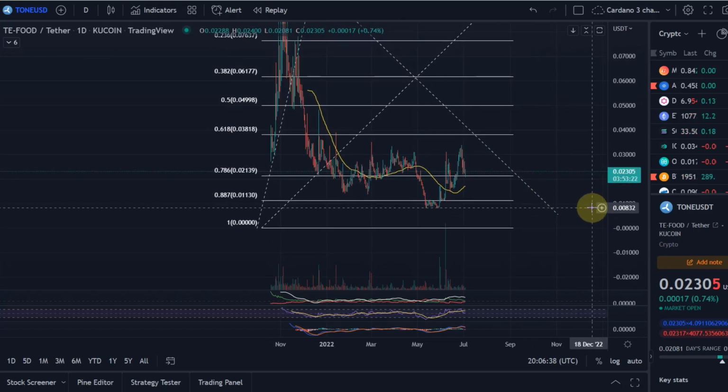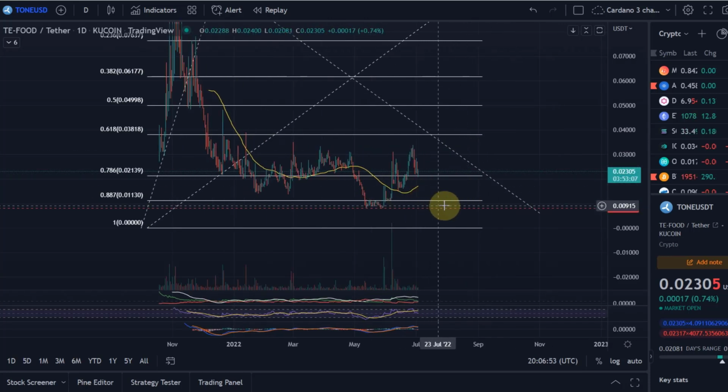So the critical support level is here, the 0.832 of a cent level. So we'll put that on the chart. Obviously, going below that level will invalidate any bullish uptrend here. Then, in terms of support, we've got the 50-day moving average that you can see on the chart, which is currently at 0.17 cent.